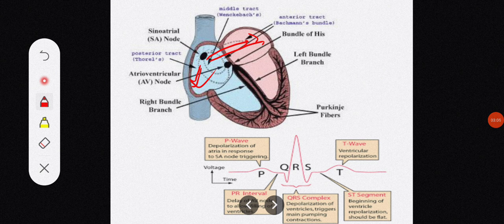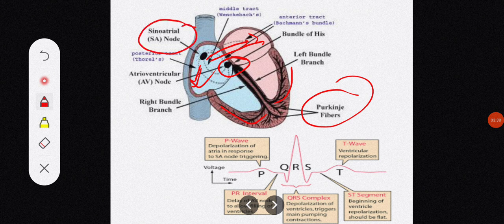Now when this excitation wave which travels down the atria reaches the atrioventricular node, it gets delayed. It travels down the bundle of His, where the bundle of His is divided into two branches, and ultimately gets divided into the ventricle as Purkinje fibers. So this excitation wave which originated from the sinoatrial node travels down the atria and reaches the atrioventricular node, then it travels down the bundle of His, and from the bundle of His to the Purkinje fibers.